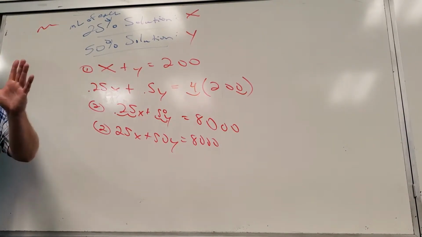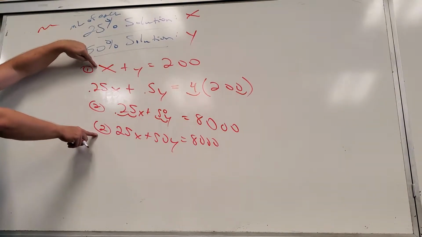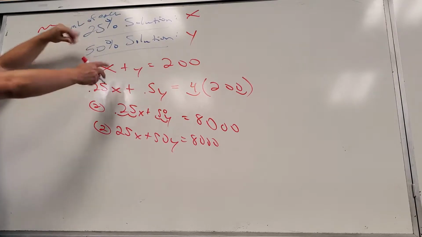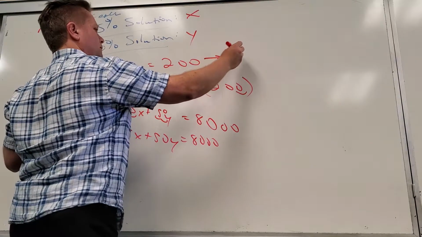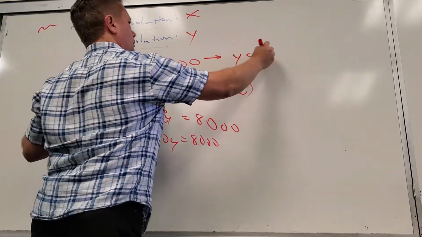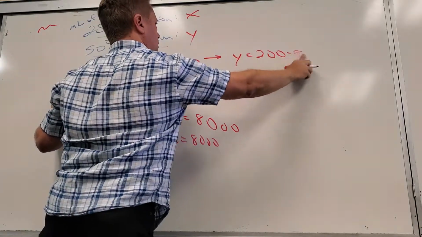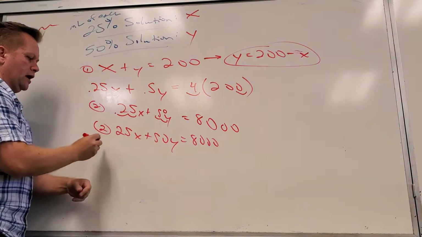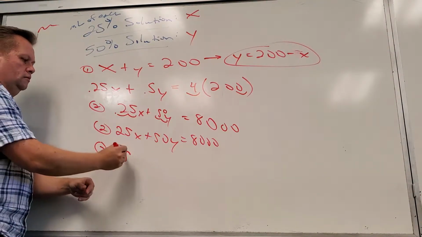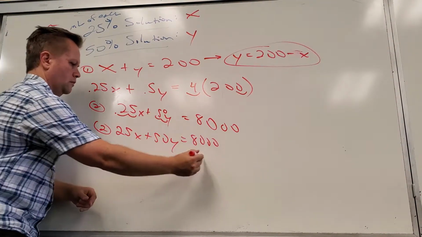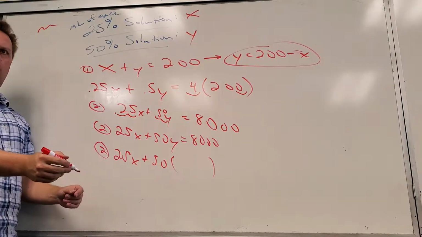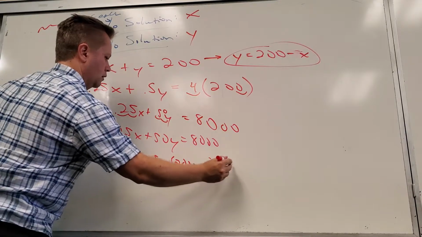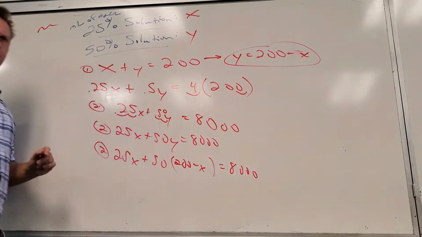All right, let's say we didn't notice that. How could I use these two now to solve? Sure. So how do you solve this one? y equals 200 minus x. So I know this, and so I can rewrite this as 200 minus x. And then keep going.